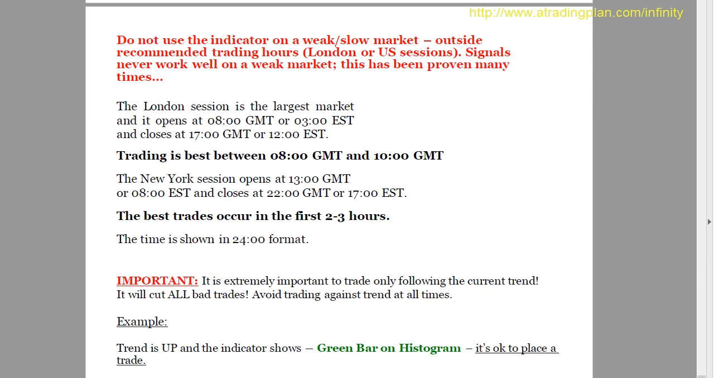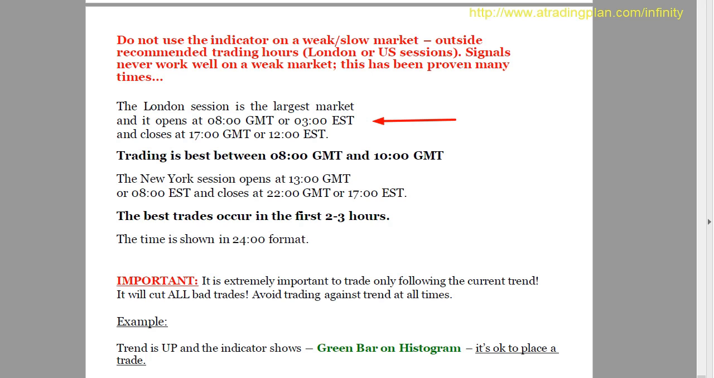So let's head back into the PDF again for some other rules. Clearly, do not use the indicator on a weak, slow market outside recommended trading hours. If you're doing this, do not send an email saying it doesn't work, okay? Especially after 1 day of trading. Believe it, a lot of people do that. Follow the rules, right? If you don't follow the rules, you've got no one to blame but yourself. So you want to look at this. You want to trade the London session, right?